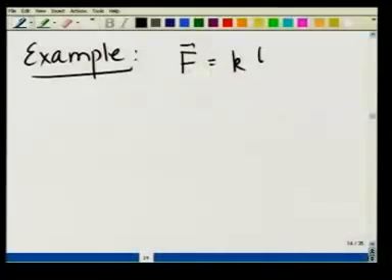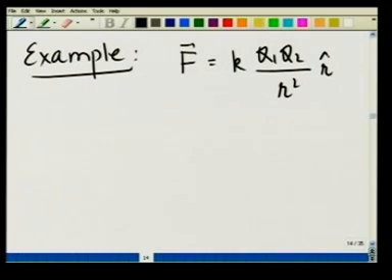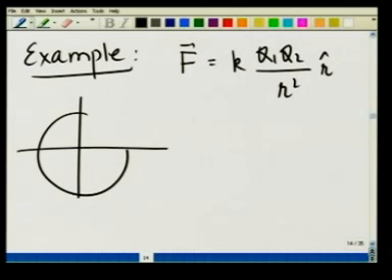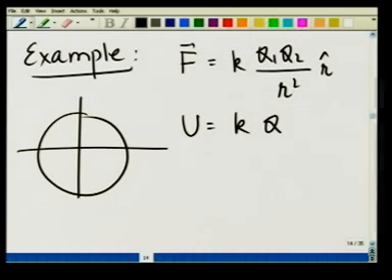The simplest again being the force between two charges. As I said earlier, the constant energy surface is a sphere. U is k q1 q2 over r.